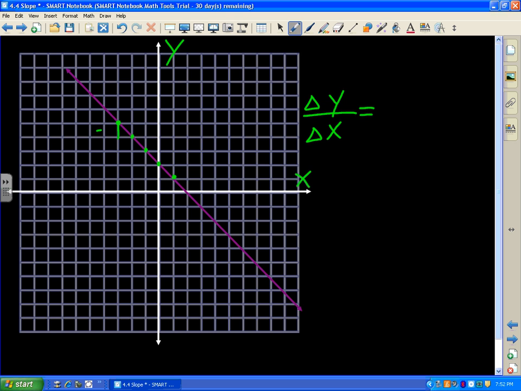So we have gone down 1. So going down 1, going down means we go negative, and we went down 1 space. And then to the right, 1 space. To the right is a positive. So the change in y is -1. The change in x is a +1. A negative divided by a positive will give us a negative, and 1 divided by 1 gives us 1. Our slope here is -1.